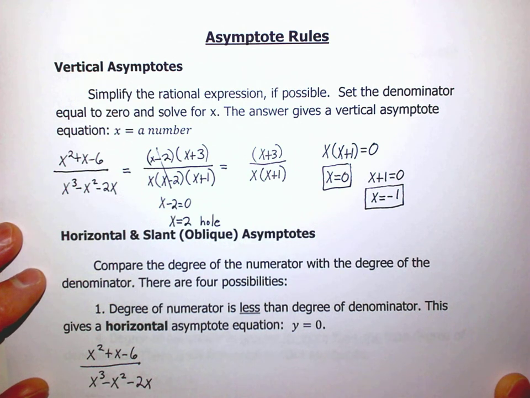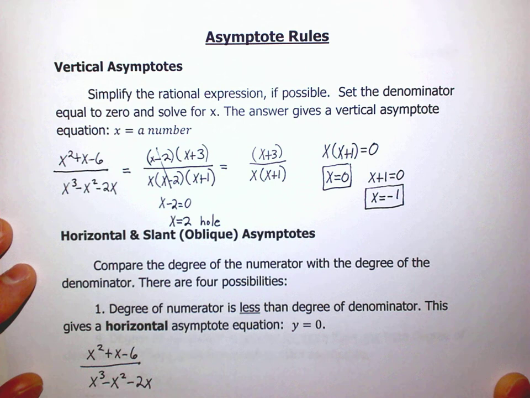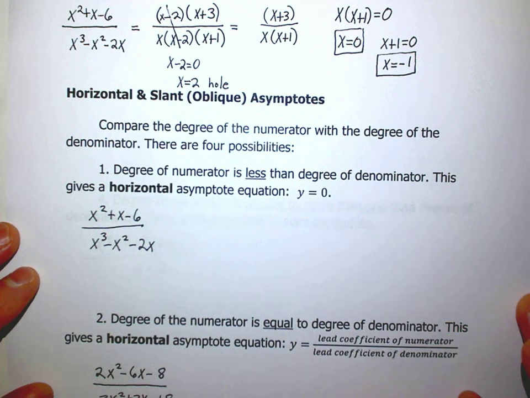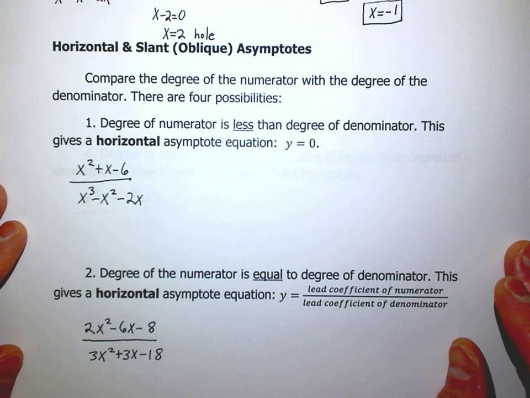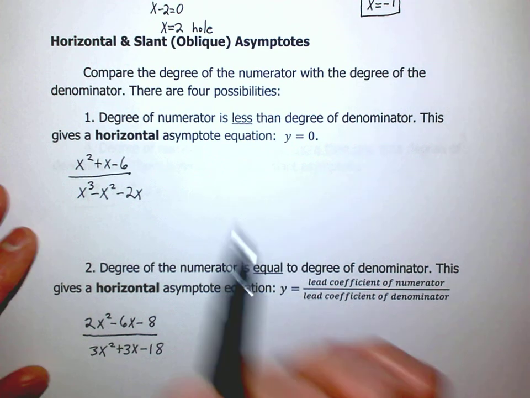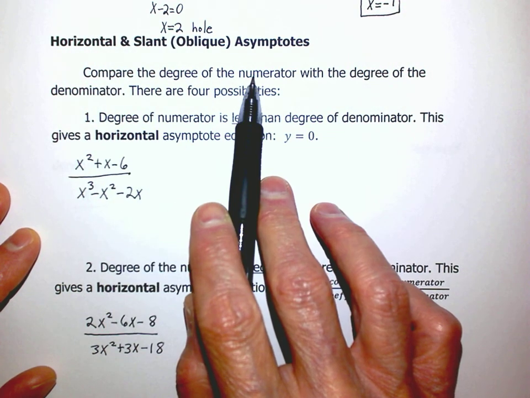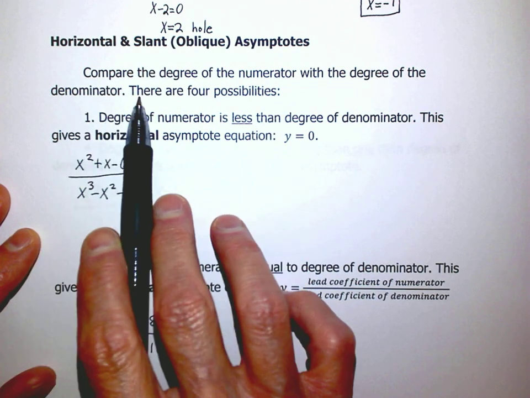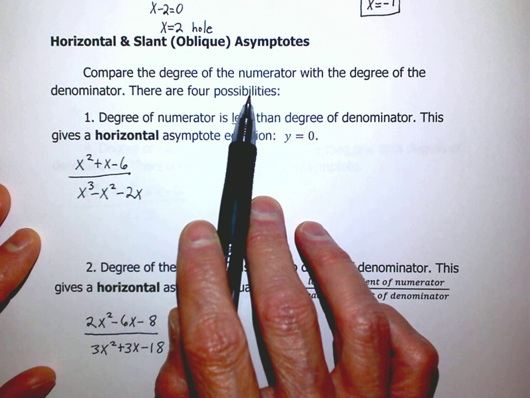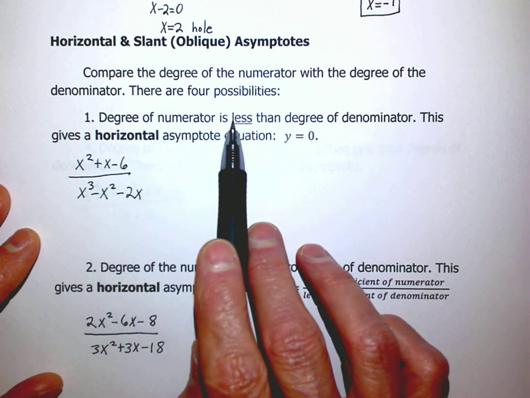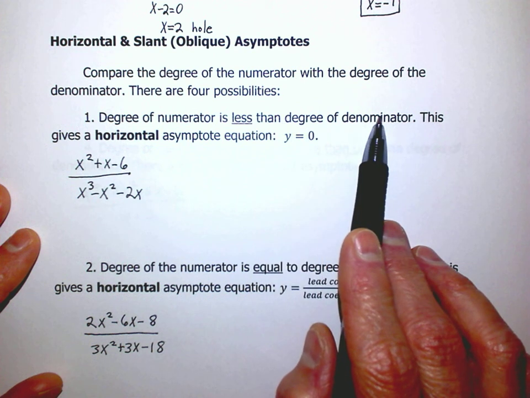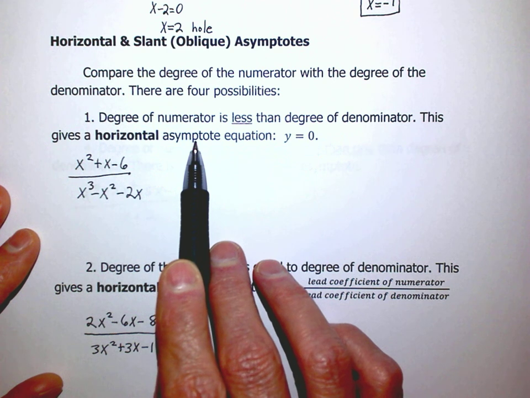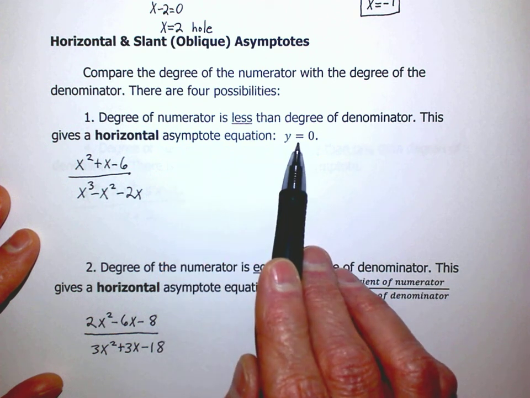When we talk about horizontal and slant asymptotes, we have several different scenarios we have to consider. But the first step is always the same. You have to compare the degree of the numerator with the degree of the denominator. And when you do that, there are 4 possibilities. If the degree of the numerator is less than the degree of the denominator, it will give us a horizontal asymptote whose equation is y equals 0.